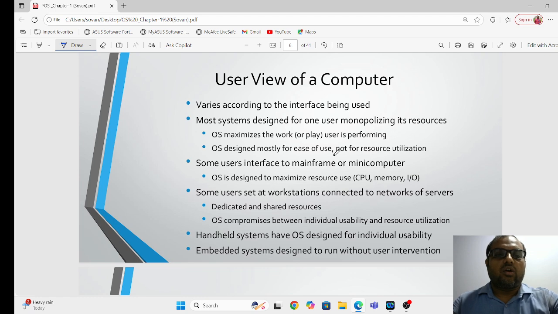Now, what is the user's view of our computers? We know the various kinds of interface based on use, and most systems are designed for one user to monopolize the resources. That means you have to maximize the work for the operating system and the user's performance. And second, the operating system is designed mostly for ease of use, because the user cannot directly access the resources, so the user cannot see what happens inside our systems.